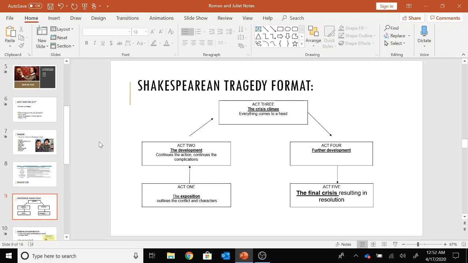This format of the plot for a Shakespearean tragedy is very important for us to remember. It breaks down the role of each act as well as the title of what that role is, right? The exposition is to outline the conflict and the characters, and that is the role of Act One.